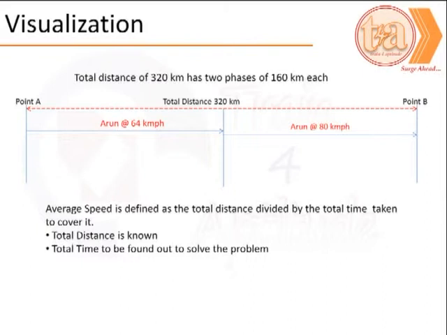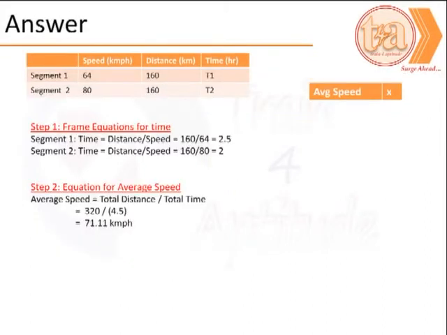By definition, the average speed is nothing but the total distance divided by the total time taken to cover that distance. We already know the total distance that is covered, but we do not know the total time to cover this distance. To solve the problem, we begin with looking at information that we have.